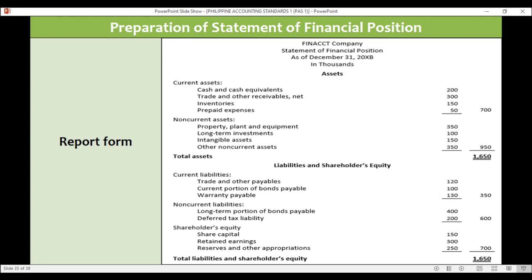So the balance of the total assets is 1,650,000. It should be in thousands, so 1,650 times 1,000 is 1,650,000. Then the total liabilities and shareholders' equity should also be 1,650,000.